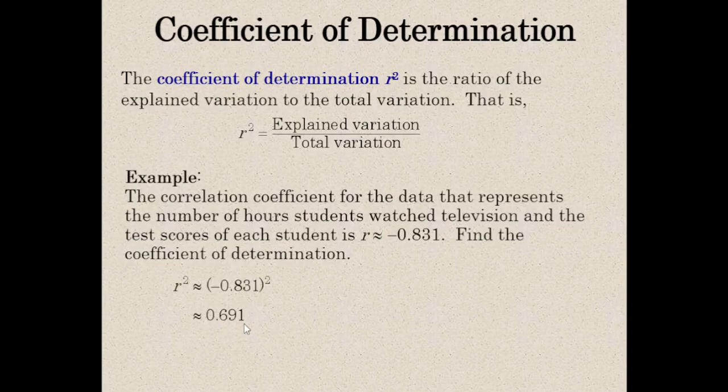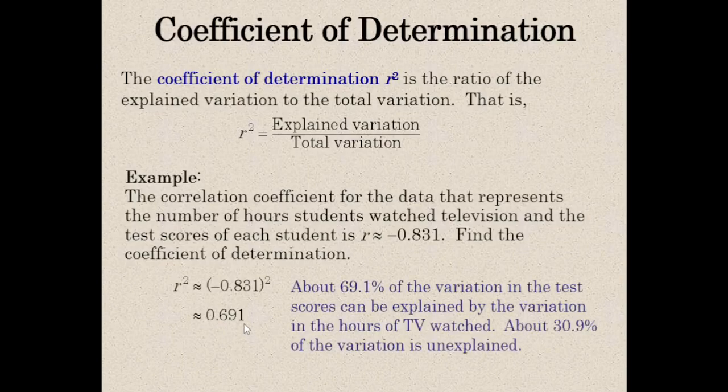What it means is that about 69.1% of the variation in the test scores can be explained by variation in the hours of TV watched. So based on the variations in TV hours, the exam score variation can be explained up to 69%. And the remaining 31%, or 30.9%, of variation is unexplained. That is unexplained.